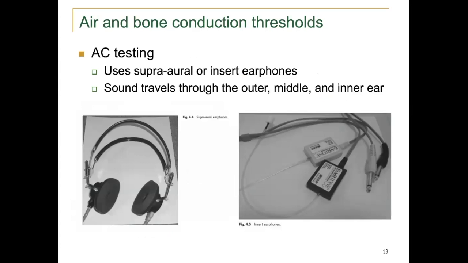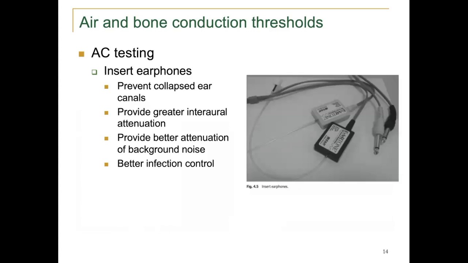Because the occupational hearing conservationist will only perform air conduction testing, this person will likely use supra-aural or insert earphones. Some advantages to using insert earphones include the prevention of collapsed ear canals. They provide greater interaural attenuation. They provide better attenuation of background noise, and they also allow for better infection control.